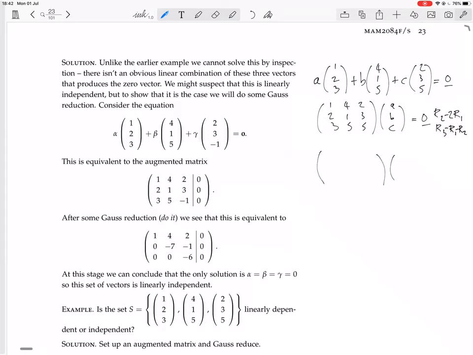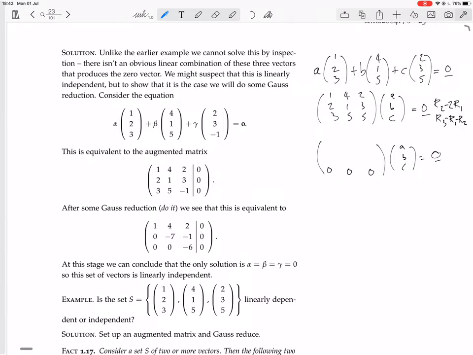That's a nice one. It has a big effect on things. Row 3 minus row 1 and row 2, you get 0, 0, 0. Okay, cool. So we can already tell that this set is going to be dependent, right? Because we've got a free variable. That means that one of the variables can be chosen to be anything. So you can choose it to be something non-zero.